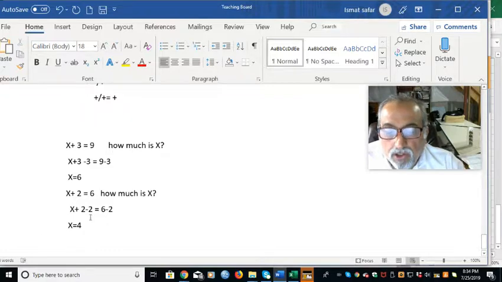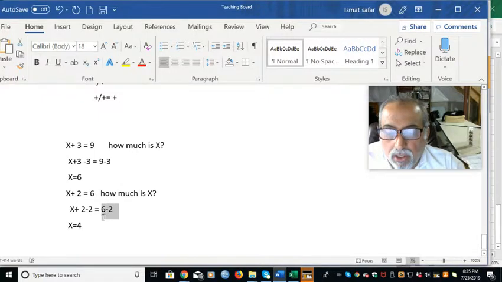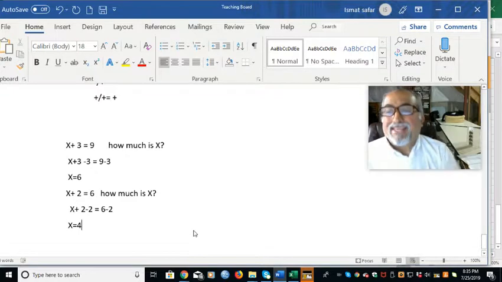Why do we do that? Because we want to cancel and simplify so we get to know what x is. So x plus 2 minus 2 equals 6 minus 2. So this is canceled, and 6 minus 2 is 4. So the x is what? 4. This is a very simple one-step equation, an introduction to equations.